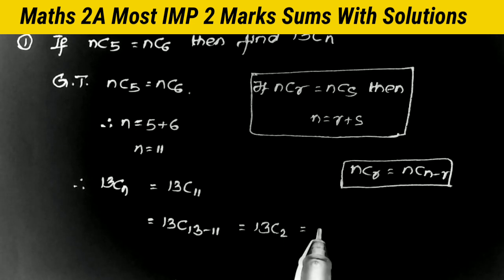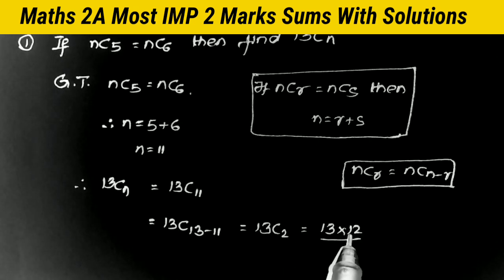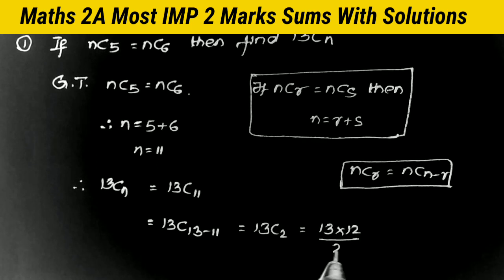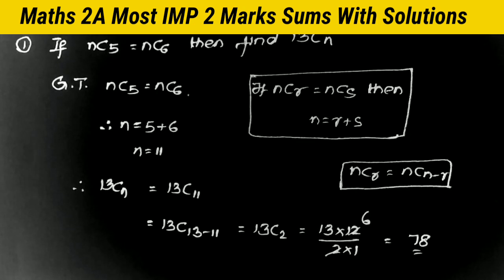And how to find this 13C2 value? 2 means we take 2 values in decreasing order: 13 into 12 by 2 into 1. This is cancelled 6 times, so 13 into 6 is equal to 78. That's all, this is the answer. This is a very important sum, a most frequently repeated question.